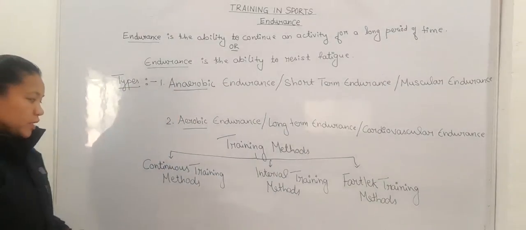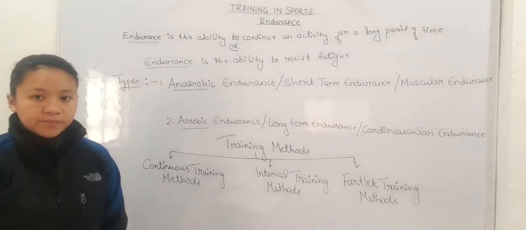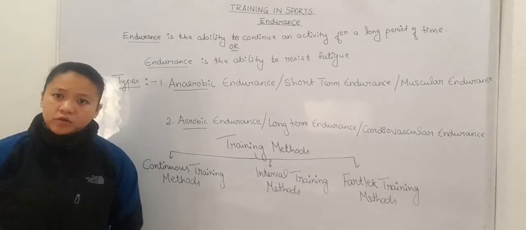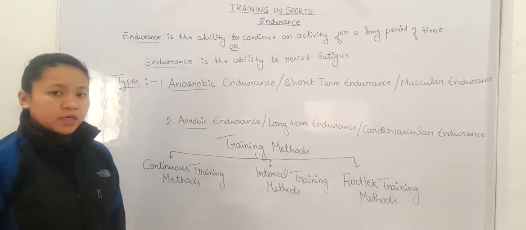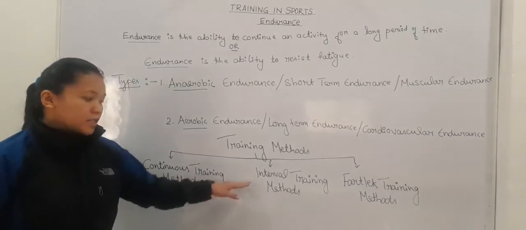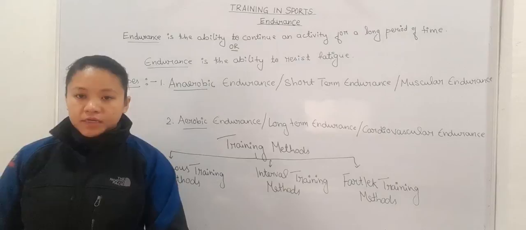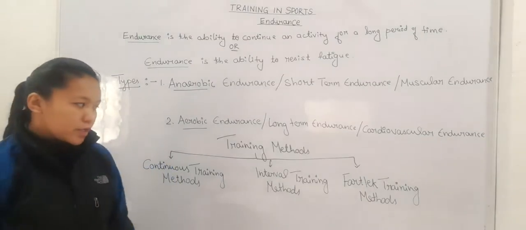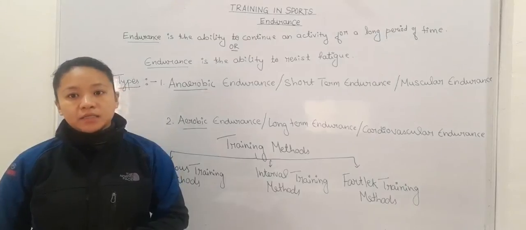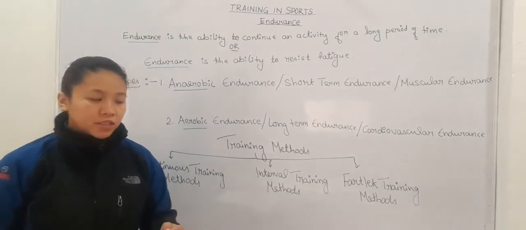In continuous training methods, we do the activity continuously without any break or rest or interval in between the workout. In interval training methods, we follow the principles of rest and incomplete recovery. The total workout is divided into intervals and incomplete rest is done in between the intervals.